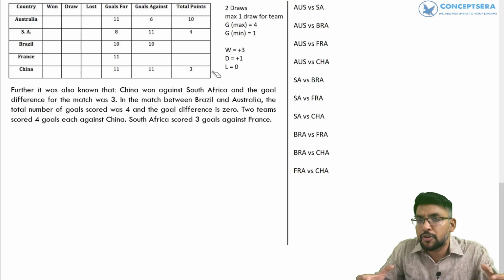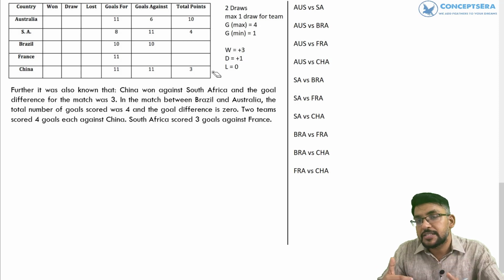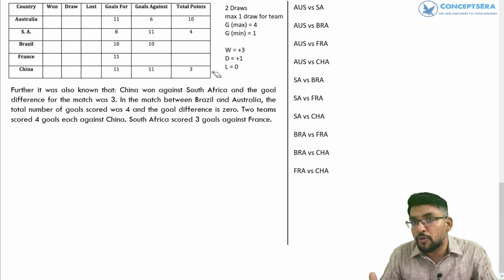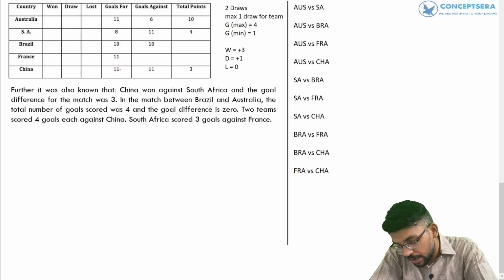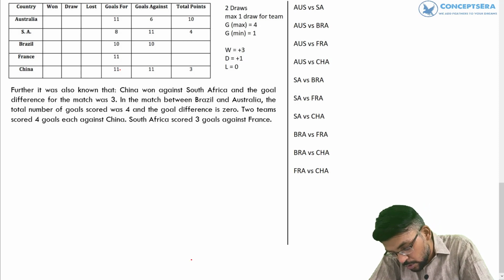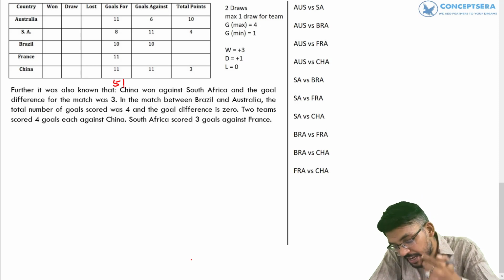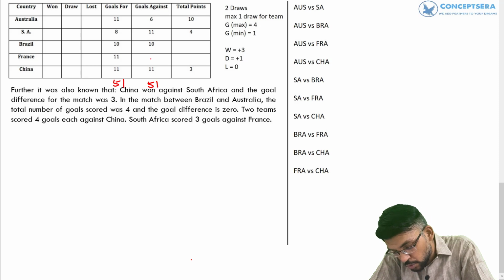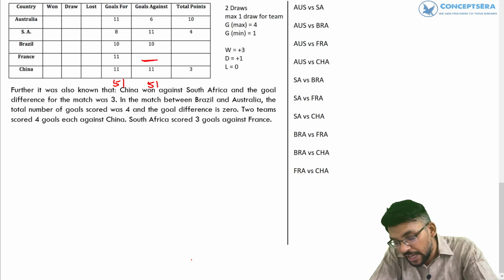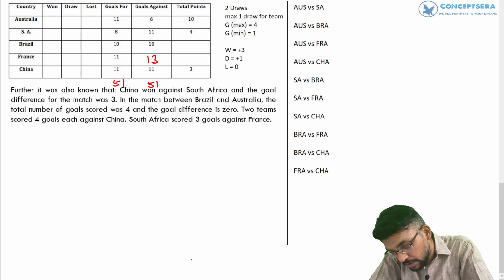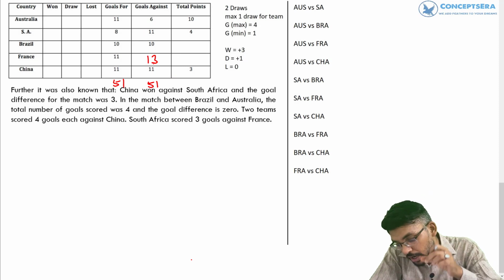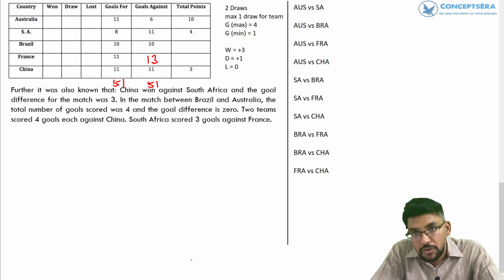As we know, in any football match, if a goal is scored for a team, it is definitely a goal against some other team. So the number of goals for should be equal to the number of goals against. If we see here goals for, 11 plus 8 plus 10 plus 11 plus 11 is equal to 51. So this summation is 51 here. It means goals against should also be 51. So only this data is left out. This can be calculated very easily by subtracting these numbers from 51. And if we do so, this will be equal to 13 here. So we got to know the number of goals against France is equal to 13.